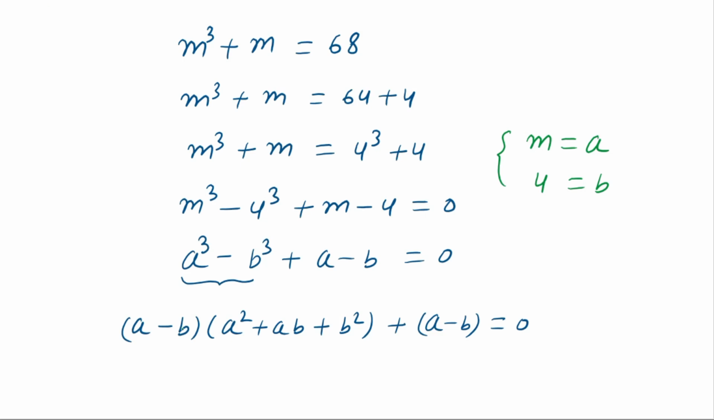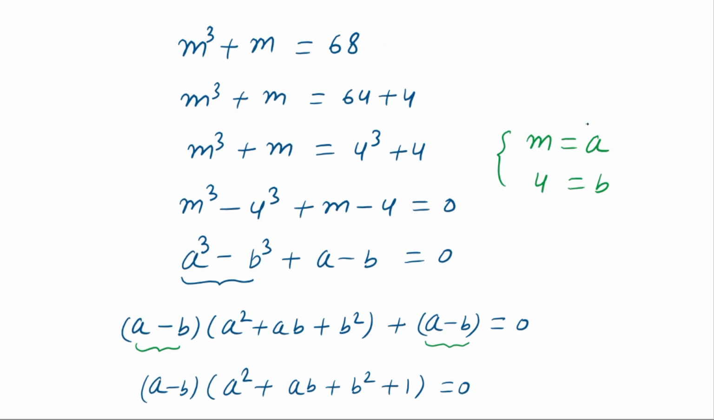Now look carefully, we have a - b as a common factor. If we take a - b common, then you will get (a - b)(a^2 + ab + b^2 + 1) = 0. Now if we write this equation again, (a - b)(a^2 + ab + b^2 + 1) = 0.